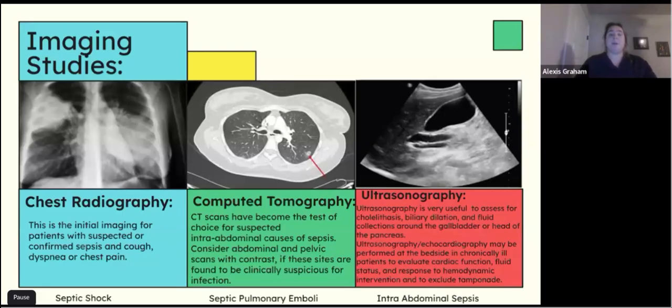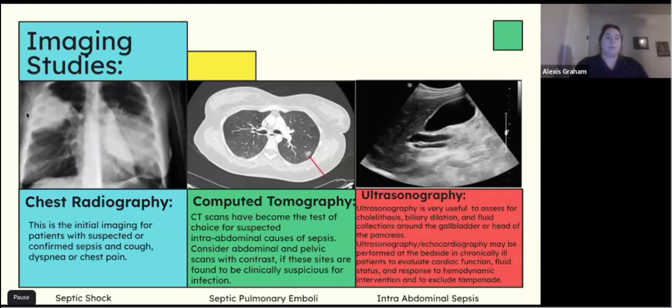And then ultrasound. So you can do ultrasonography. This is very useful to assess for cholestasis, biliary dilation, and fluid collections around the gallbladder or head of the pancreas. Ultrasonography or echocardiography may be performed at the bedside in a chronically ill patient to evaluate cardiac function, fluid status in response to hemodynamic intervention, and to exclude cardiac tamponade.